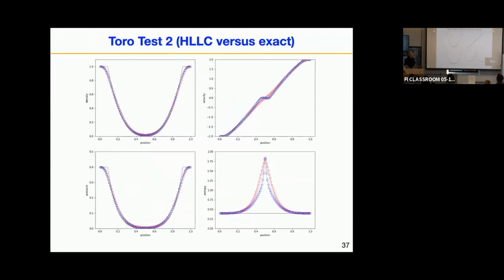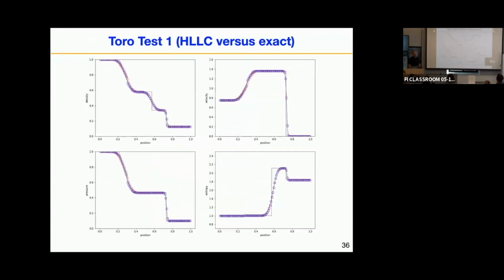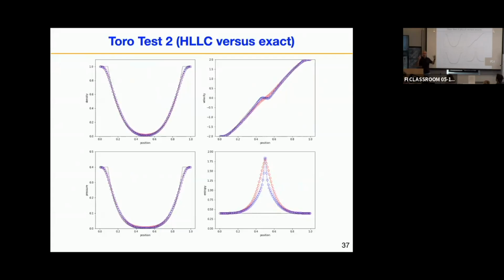Okay, then I'm gonna show you some examples. So these are other tests that are all in the Jupyter notebooks. So you can run them yourself, which are much harder than the Sod test, right? And just to show you this one, so it's Toro test number 2, right? It's a supersonic rarefaction wave.